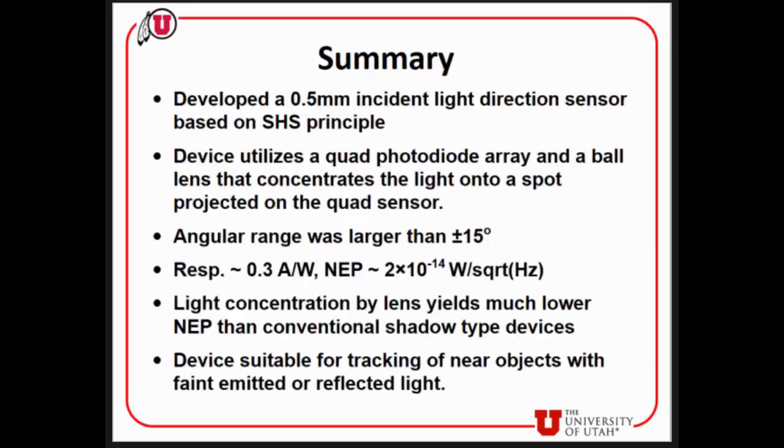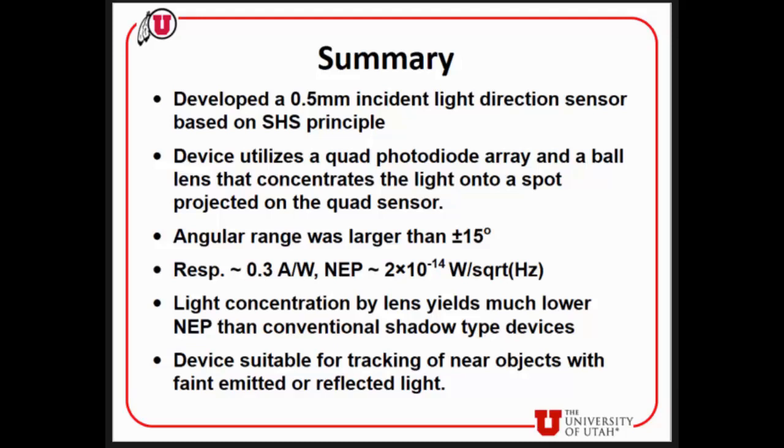So in summary, we developed an incident light direction sensor based on the Shack-Hartmann sensor principle. We made a device that utilizes a quad photodiode array and a ball lens that concentrates the light onto one spot projected on a quad sensor. The angular range was at least 50 degrees in any direction, and the responsivity was 0.3 amperes per watt, and the NEP was 14 watts per square root of hertz.